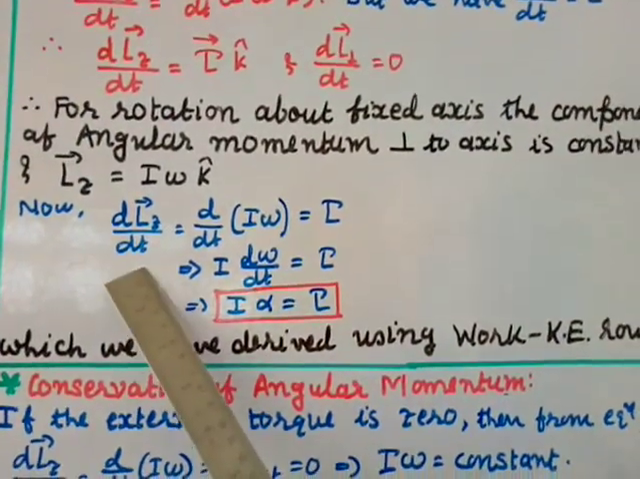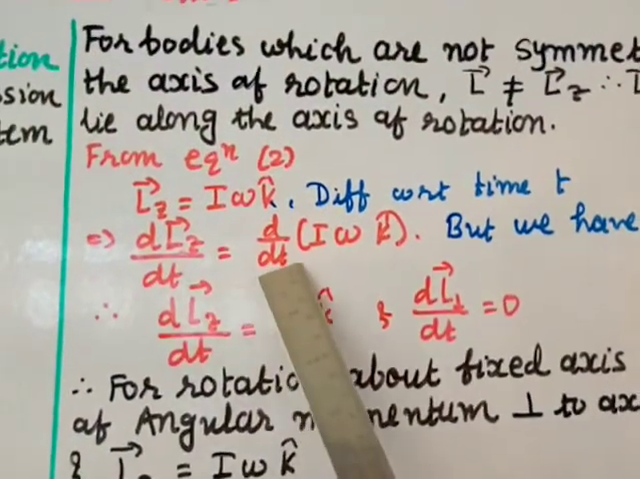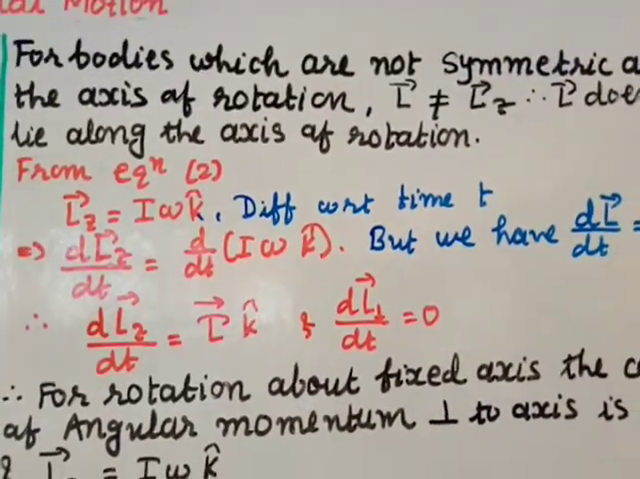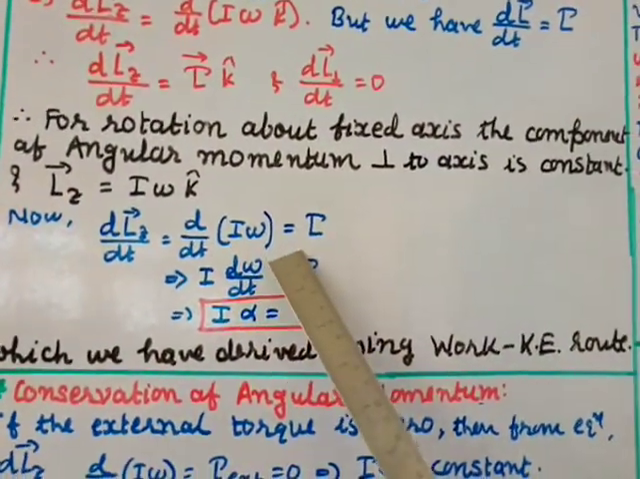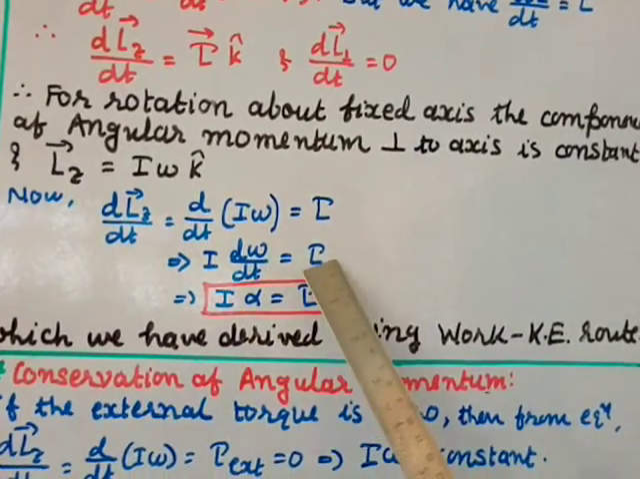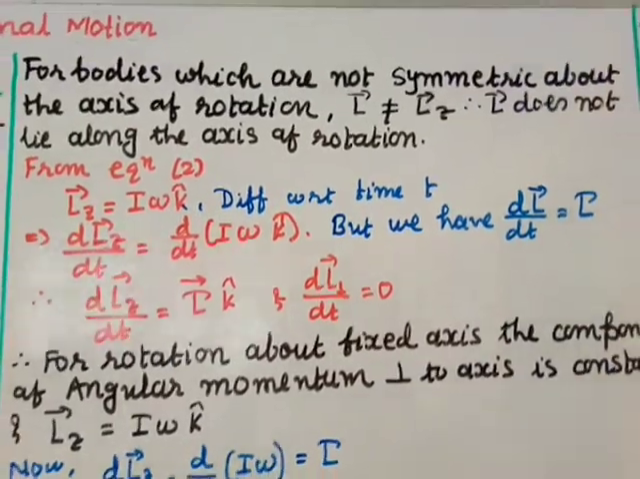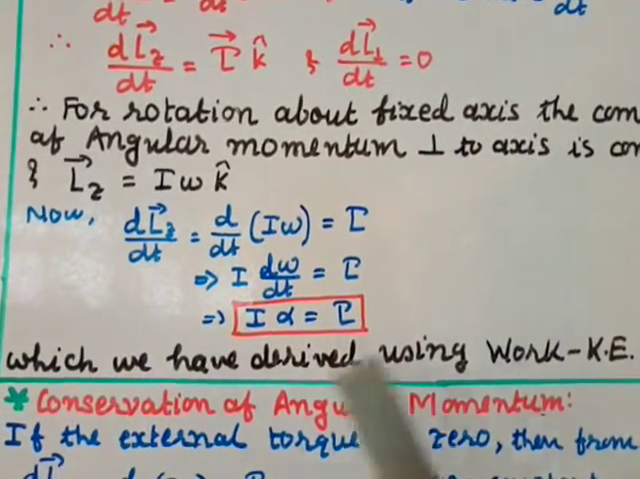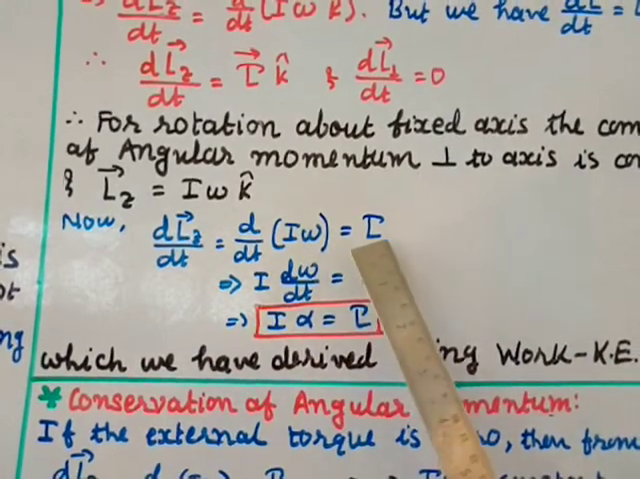Now dLz by dt is equal to d by dt of I omega. We go back to the derivative, not taking the k cap, only taking the differential of I omega. So d by dt of I omega equals tau. This implies I, as it is, and d omega by dt equal to tau. Why are we writing tau? Because we know that dL by dt equal to tau, right? So dLz by dt also is nothing but tau, the torque written here.